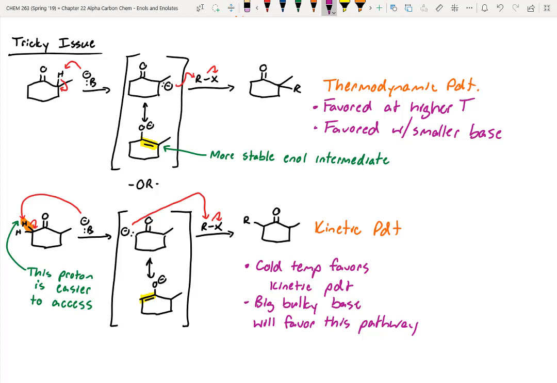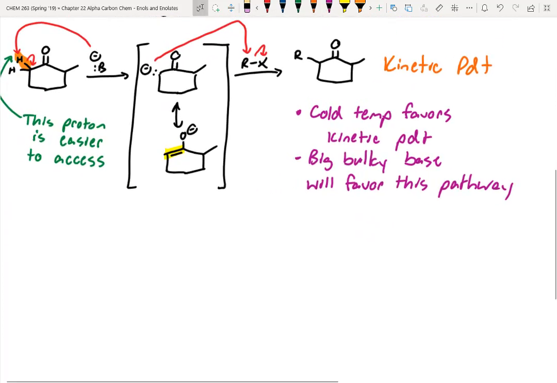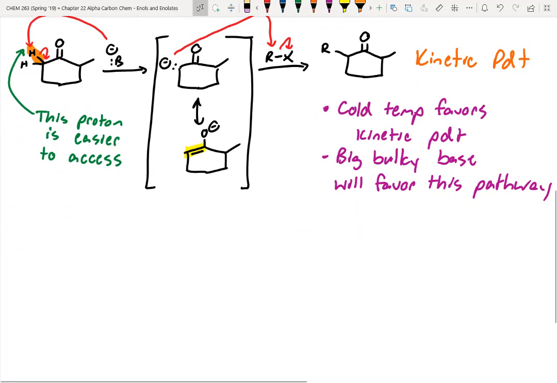The size of the base matters, right? The base has to get into that site to deprotonate it, so we can actually change the size of the base and favor deprotonation of one site over another site. All right, so let's take a look at an example, because we've just kind of been generic using this hypothetical. So let's write down our example situation.